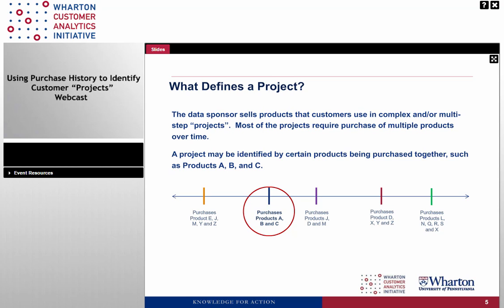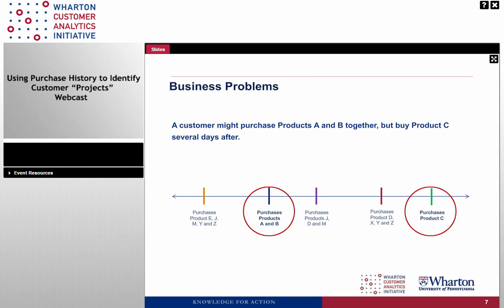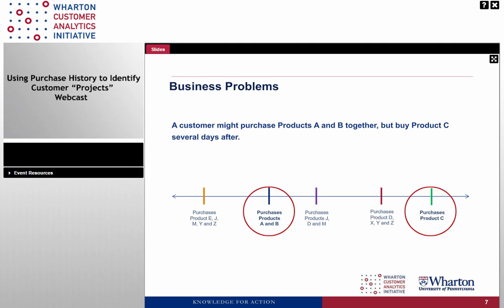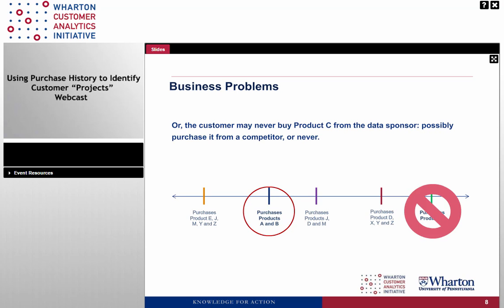However, it's not always easy to detect when a project is underway. For example, they might purchase C later than they purchase A and B, purchasing things in between. Another problem might be that they never purchase C at all. They might purchase it from a competitor, or they might never need it. An example of this might be they already have glue that they purchased years ago, and for the model airplane kit they're doing they don't need to purchase glue.